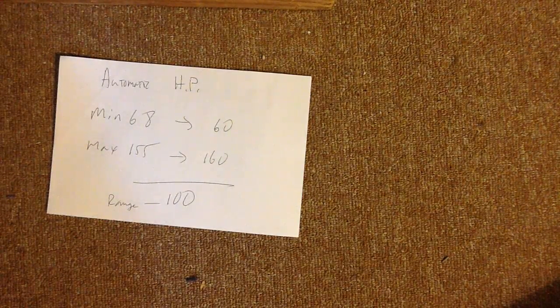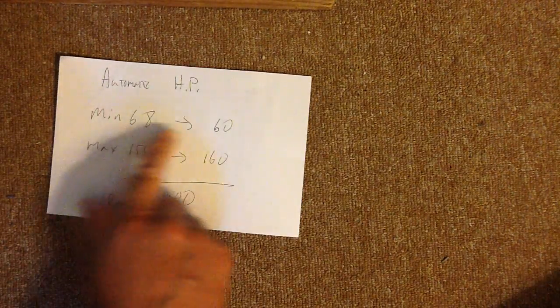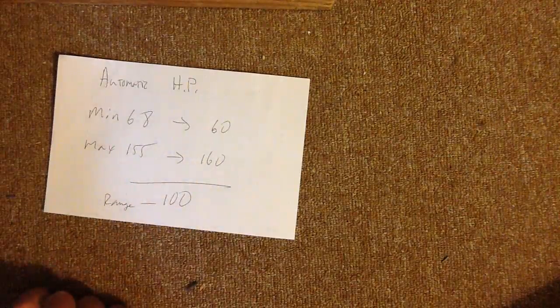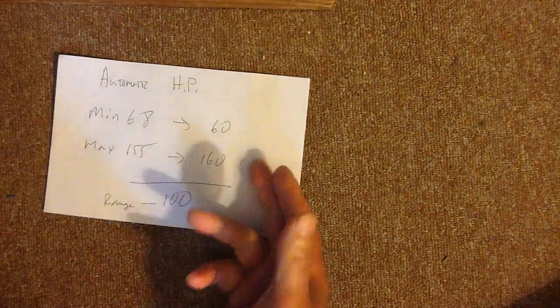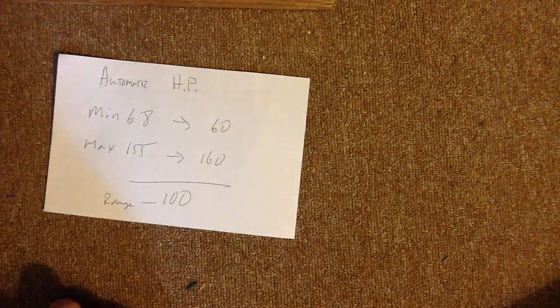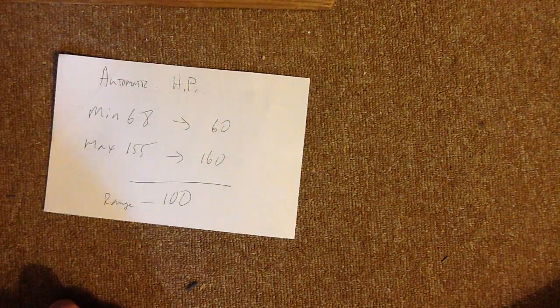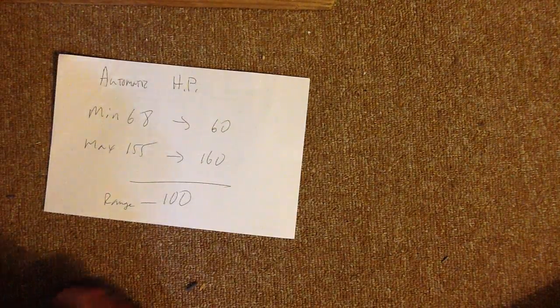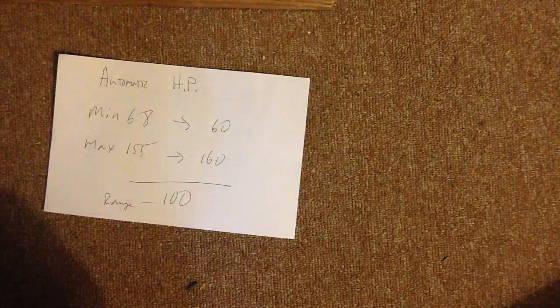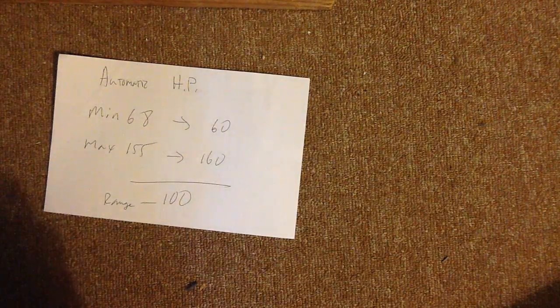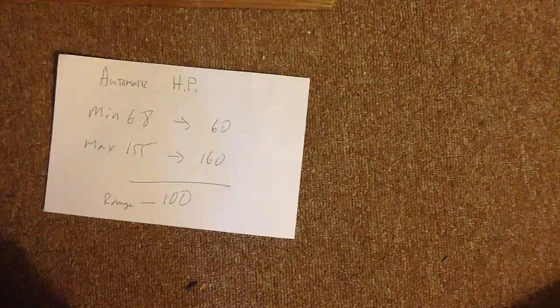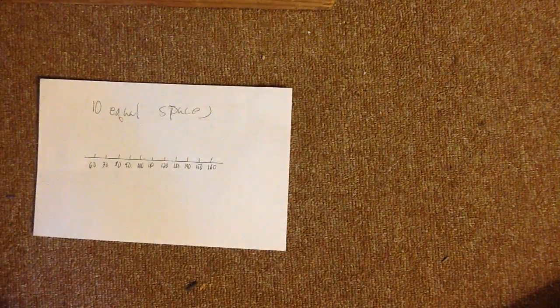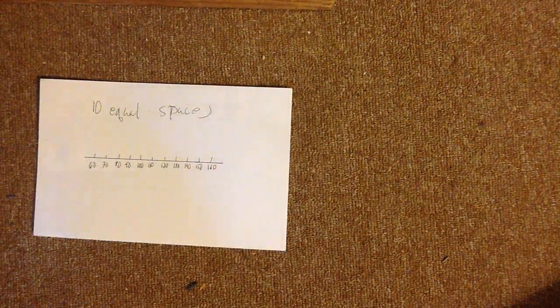So I decided to set my scale. I decided to round down to 60 and round up to 160. The only reason is that when I subtracted that, I got a difference, or a range, of 100. That made drawing the dot plot a lot easier, because I got to set a scale. Because it's a nice even number that ends in zero, I decided to have 10 equal spaces.